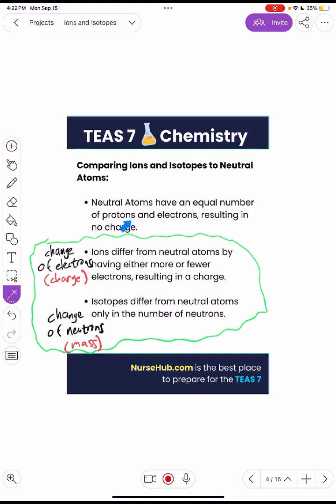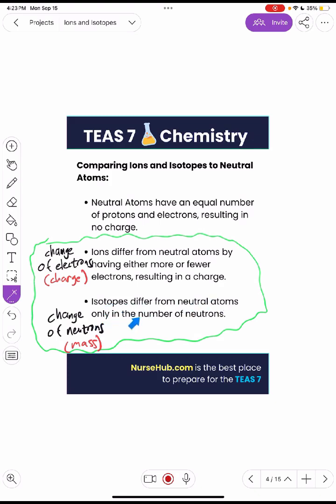Neutral atoms have an equal number of protons and electrons, resulting in no charge. And if there was no charge in atoms in the universe, nothing would happen. There would be no, or relatively little, reactivity, okay? Now, ions differ from neutral atoms because they have either more or fewer electrons, which causes a charge. And that is what's going to prompt ions to react and form chemical reactions, okay? So ions, it's a change of electrons, aka charge.